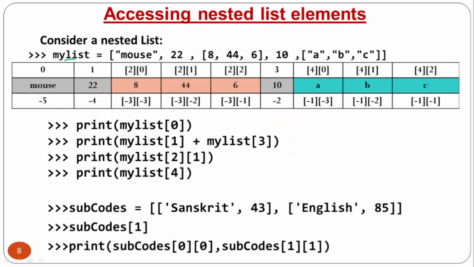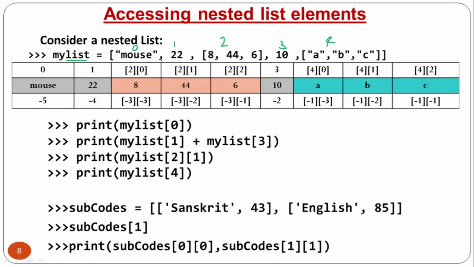Next one is accessing nested list elements. Here I have given a nested list, my list, with 5 values in it. The 0th element is mouse. The first element is 22. The second element is a list. The third element is 10. And the fourth element is also another list.